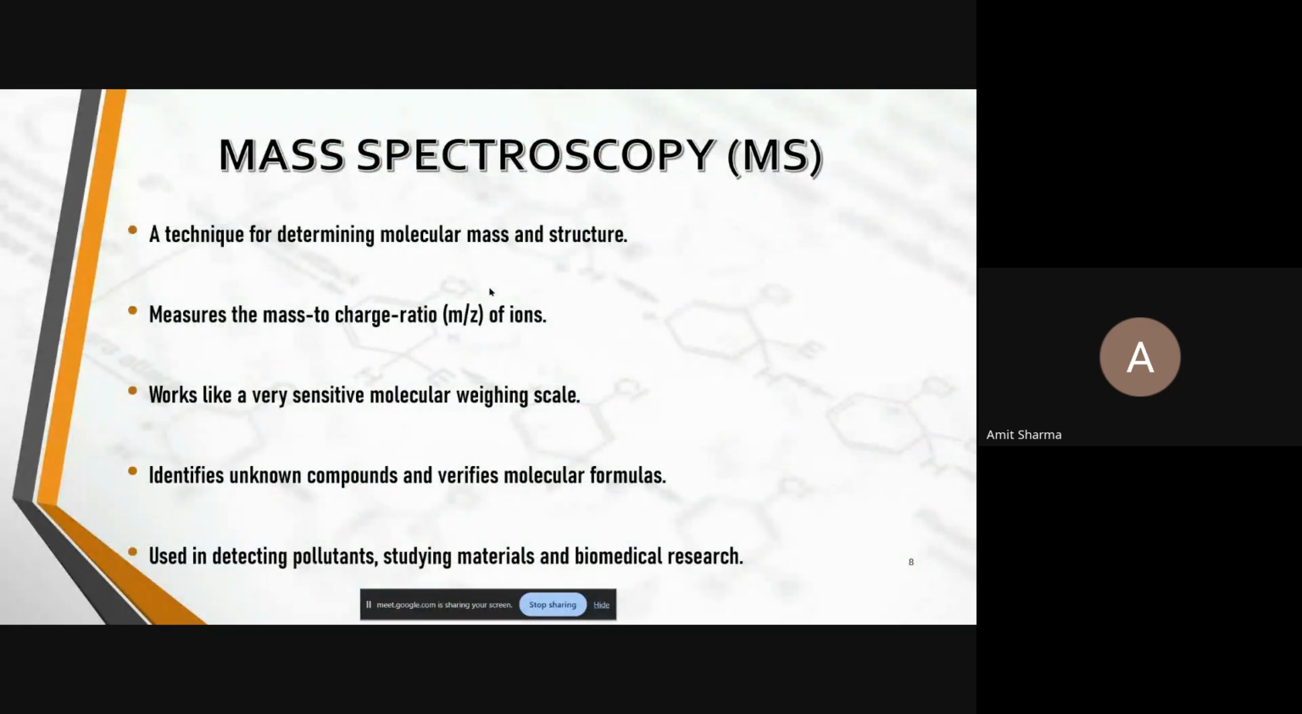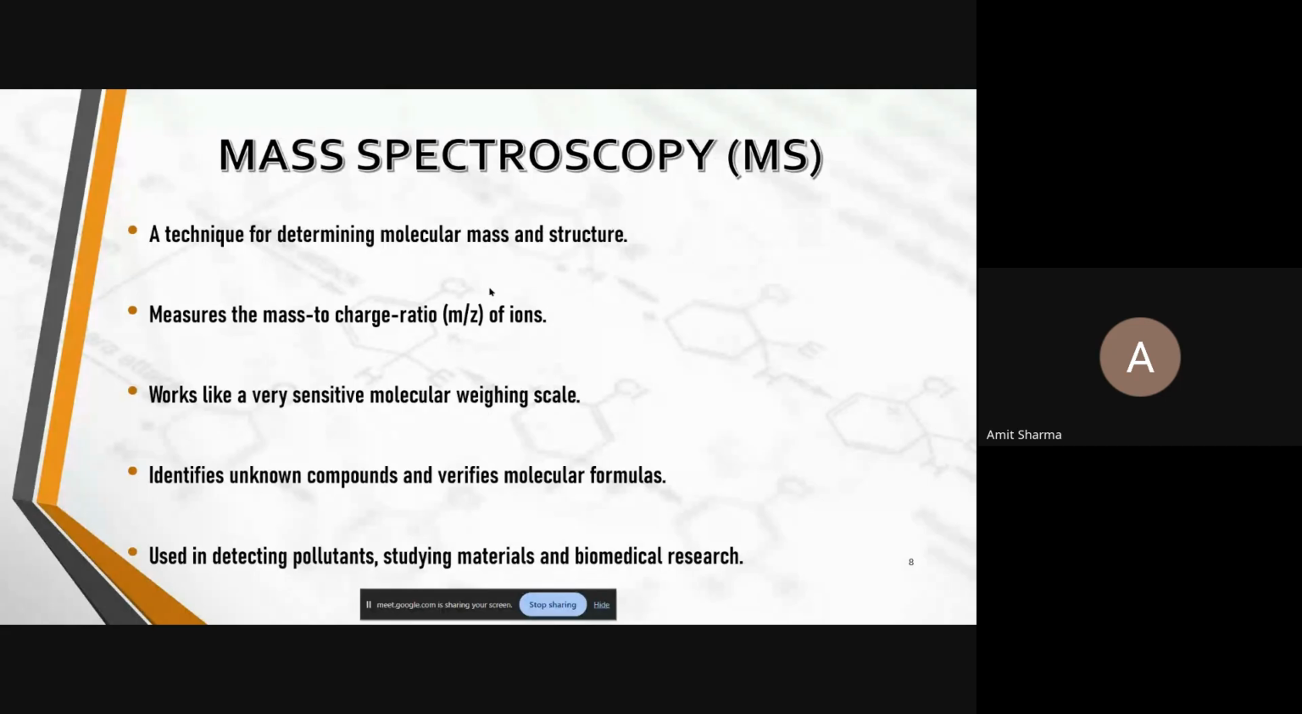So now we have mass spectroscopy. What is mass spectroscopy? It is a technique for determining molecular mass and structure. It measures the mass to charge ratio, that is m by z, of ions, and it works like a very sensitive molar weighing scale. Mass spectroscopy is used to analyze and calculate the compounds that are present in the sample.